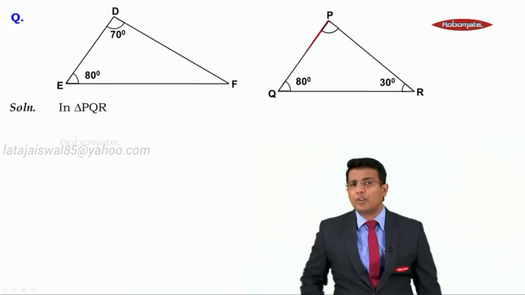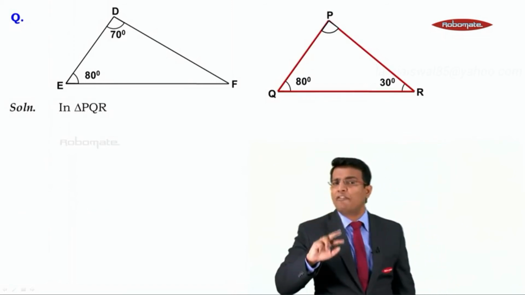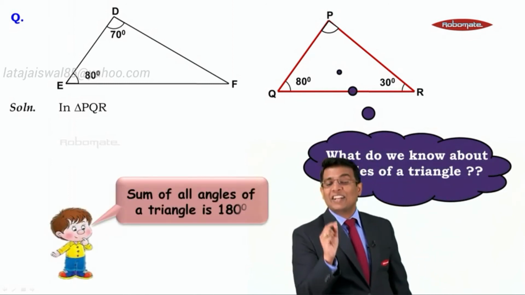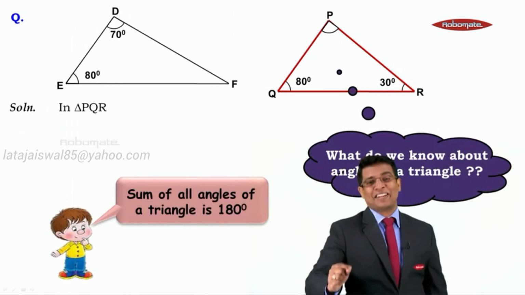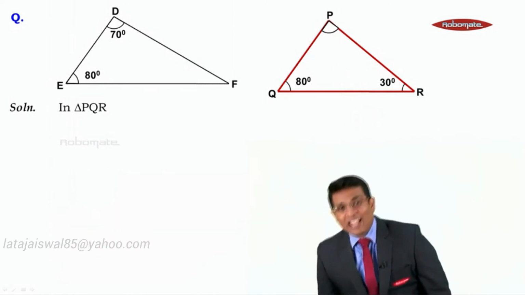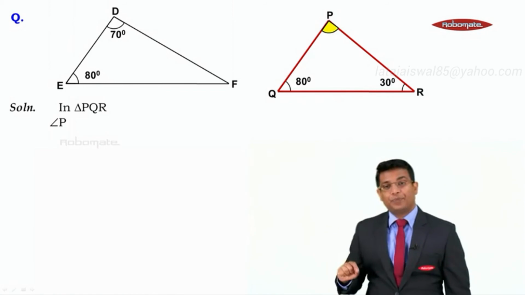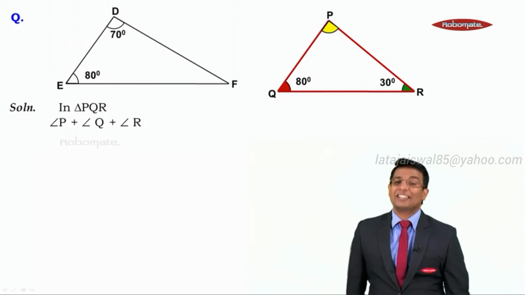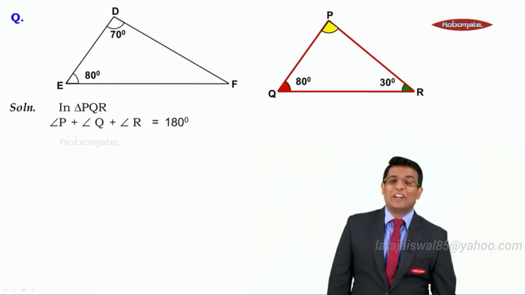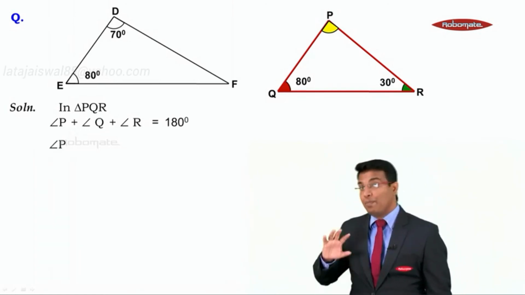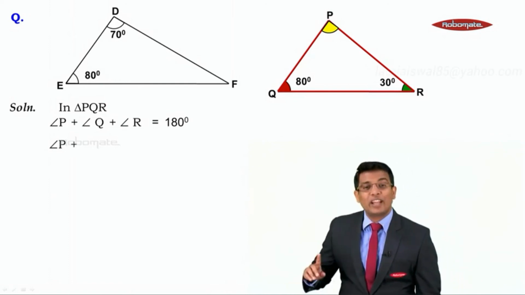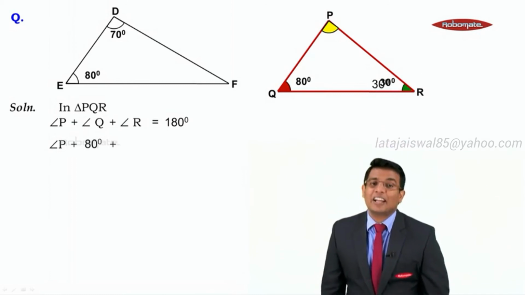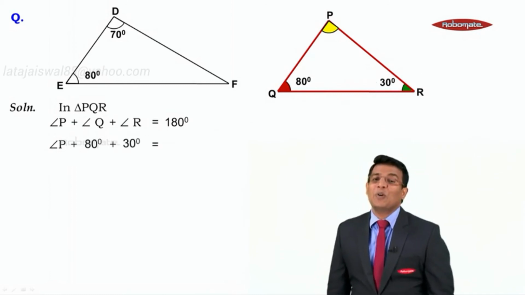If you see in that triangle PQR, we know the measure of two angles. Can we find the measure of the third? Yes. What do we know about the angles? We know that the sum of all the angles of a triangle is always 180 degree. That means we can say that angle P plus angle Q plus angle R is equal to 180 degree. Angle P, we don't know, keep it as it is. How much is angle Q? It is 80 degree. Substitute that. How much is angle R? It is 30 degree. That is equal to 180 degree.